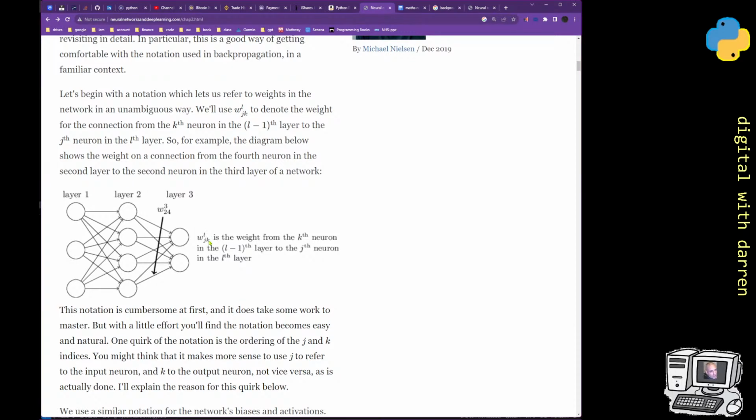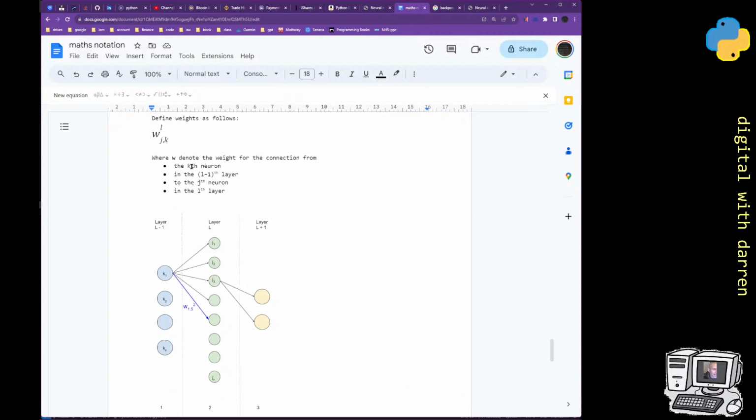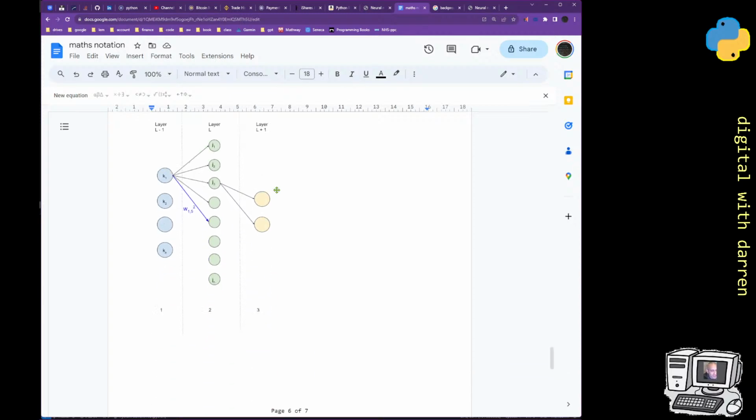But the kth one is the earlier one, referring to the kth neuron in the previous layer. So we just have to get a handle on understanding what this notation means. So we have it all in there. That's basically the notation. So that's what it is.